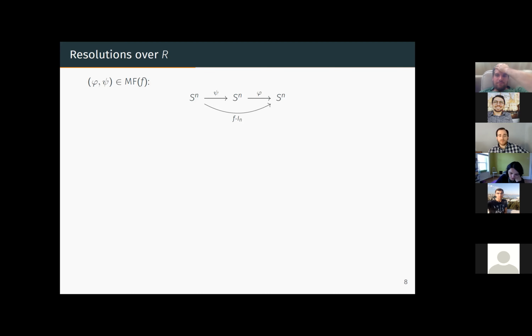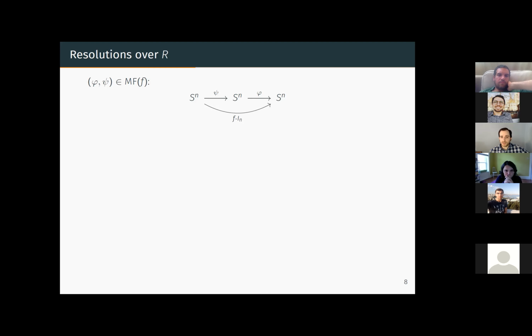Okay, so like I was saying before, maybe if you don't care about Maximal Cohen-Macaulay modules so much, why are these things still useful for understanding hypersurface rings? Well, they're going to give us resolutions over R. So if you have a matrix factorization, this is sort of a picture of that composition that I was writing down. Phi composed with psi is f times the identity.